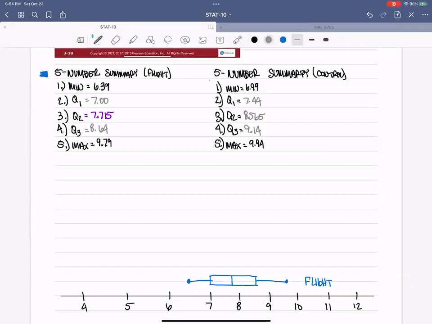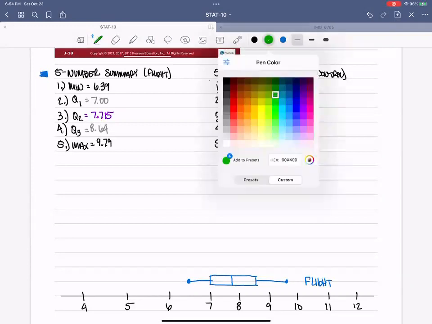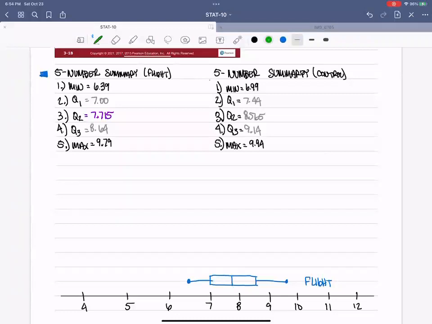And next we're going to do a different color for the control rats. So control, our minimum value was 6.9. So let's draw this one up here. So close to 7, 6.99. Q1 was 7.44. About here-ish, 8.5. About here-ish, 9.14, just after that 9. Box those in because that's our quartile data. And lastly, our maximum value, 9.94. So close to 5. And this is our control.